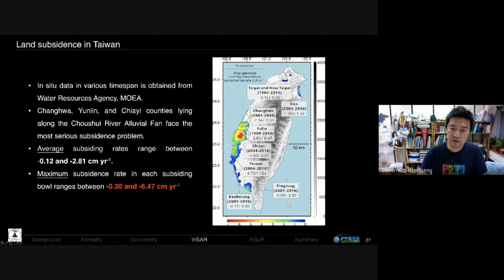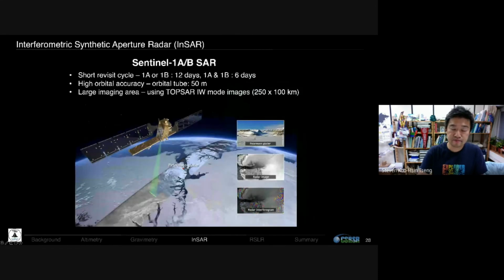For example, in Western Taiwan, land subsidence is a very severe issue. We have a subsiding rate ranging from 1 to more than 6 centimeters per year. So this is the background. It's a very hot spot where many researchers working on SAR data try to understand the mechanism and also how severe the land subsidence is.